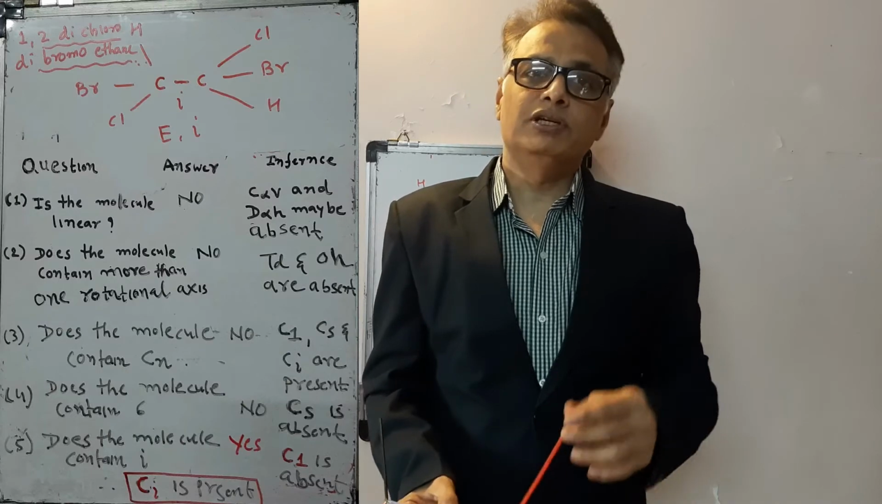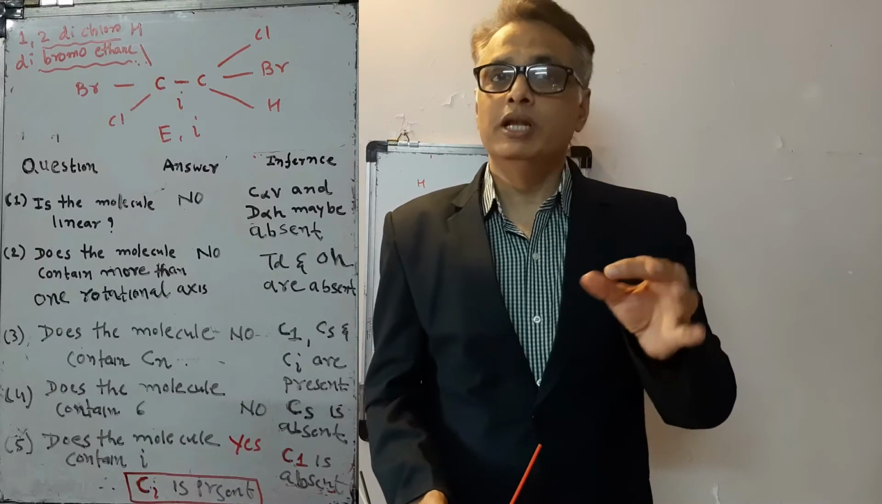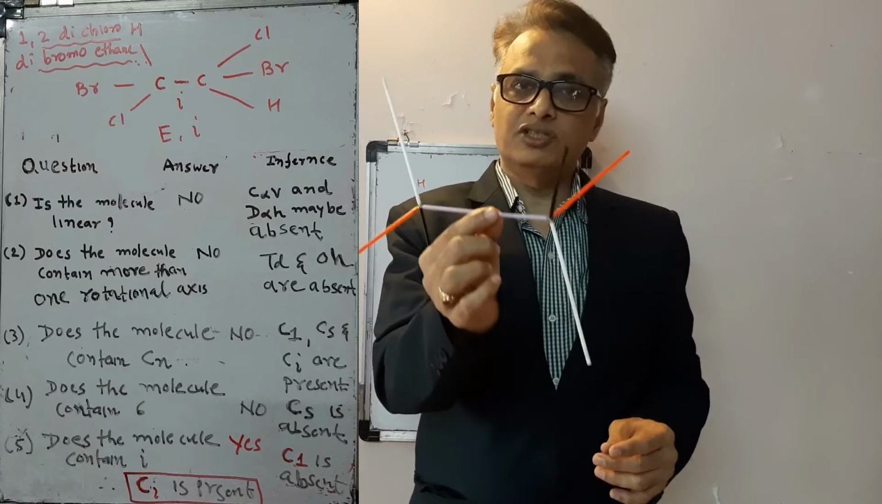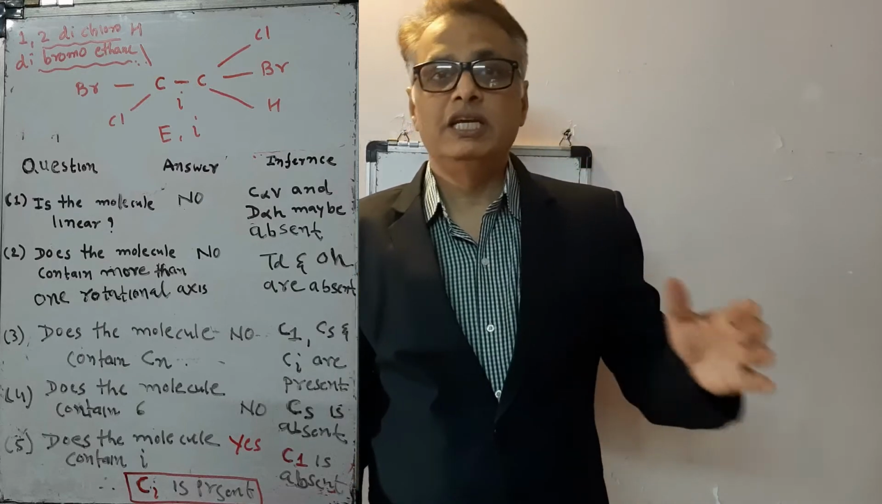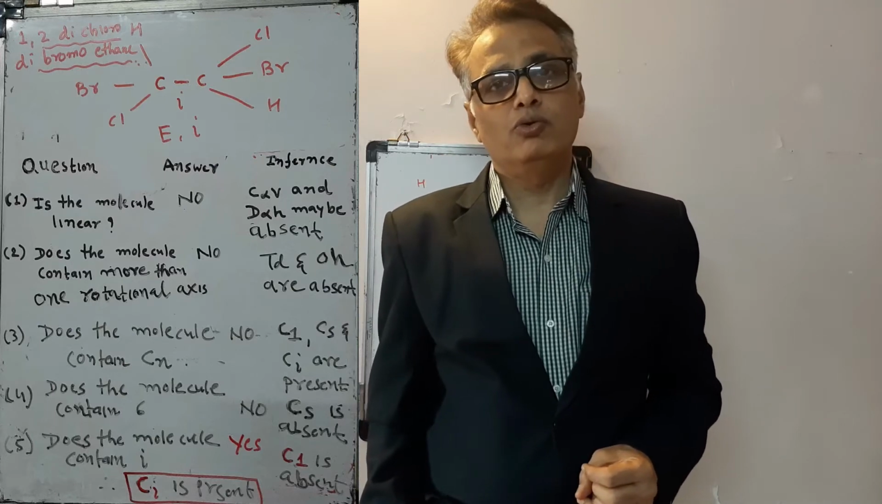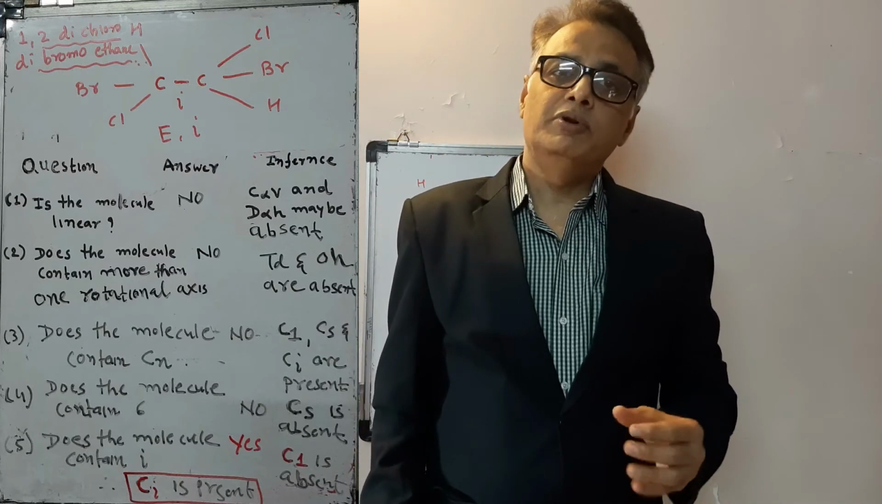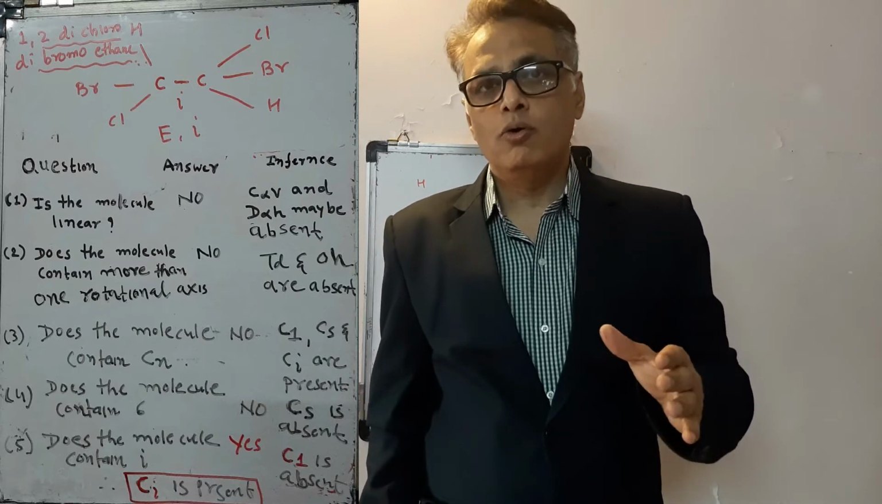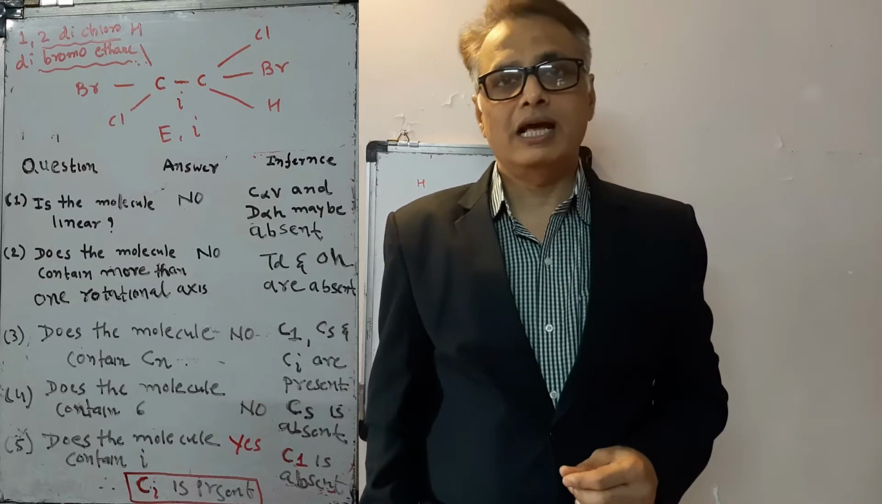This can be found out this way. First question we are going to ask: is the molecule linear? Answer is no. It has a staggered structure. Therefore, C infinity v and D infinity h are absent. Second question: does the molecule contain more than one rotational axis? Answer is no. That means tetrahedral and octahedral are absent.